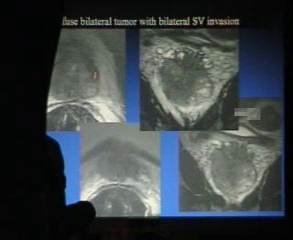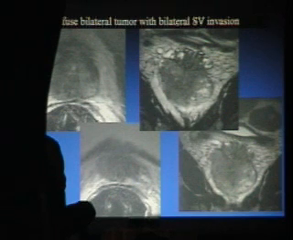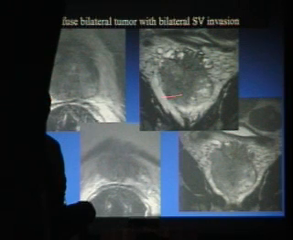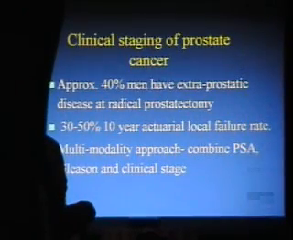Another patient here who has diffuse abnormal disease, a pretty poor quality study because we've got a lot of motion here, but you can clearly see in the coronal plane, it really doesn't matter whether we see capsular extension or not. This is much more advanced. There's bilateral seminal vesicle invasion. So unfortunately, this is still a problem.